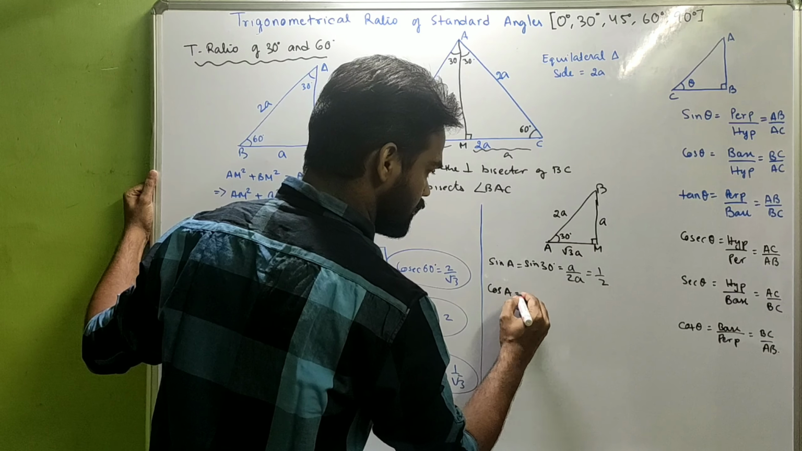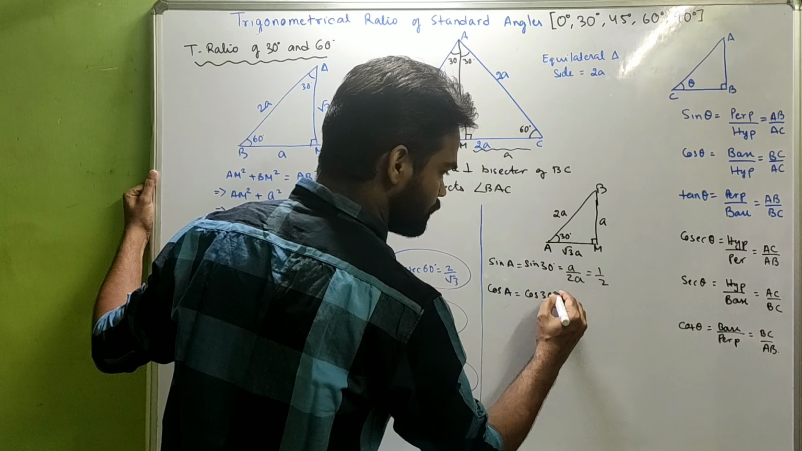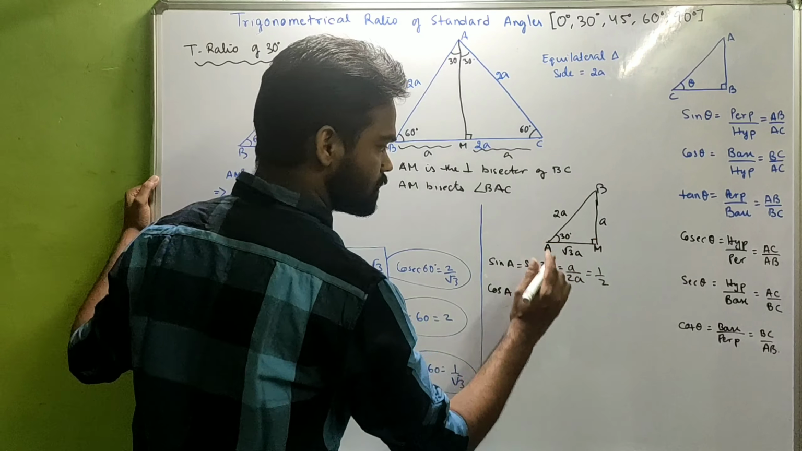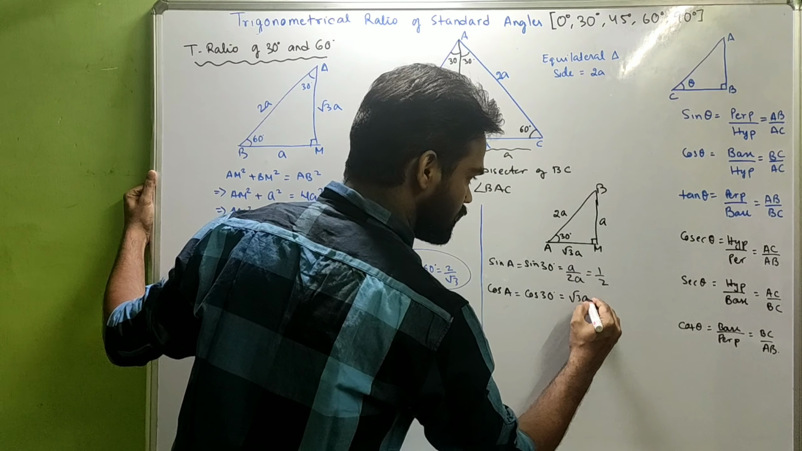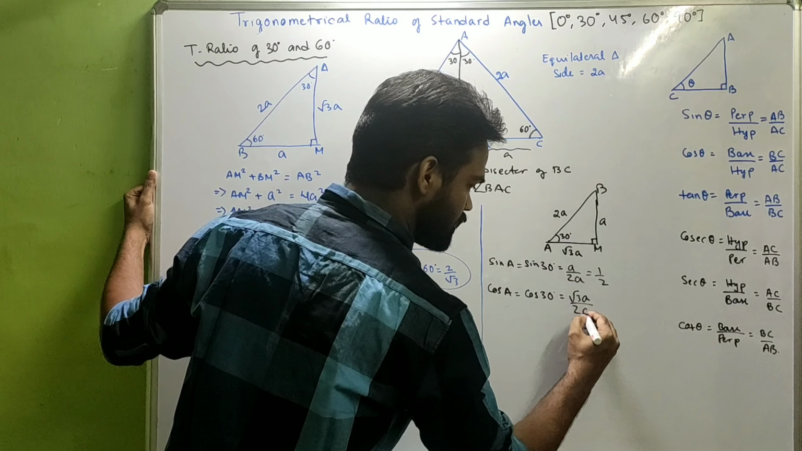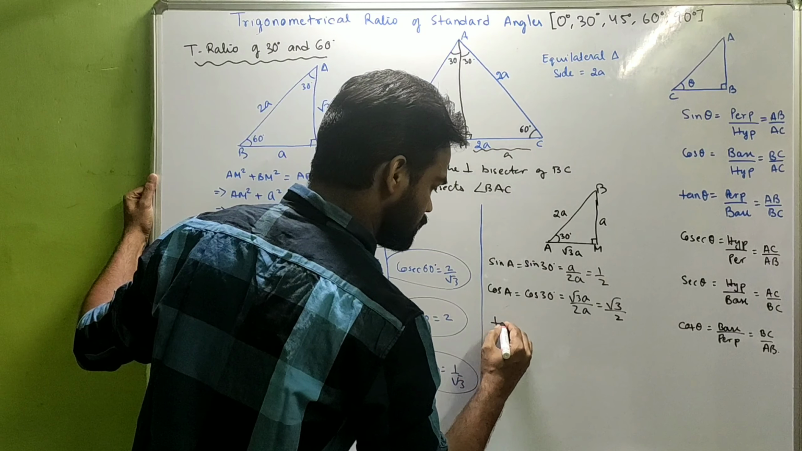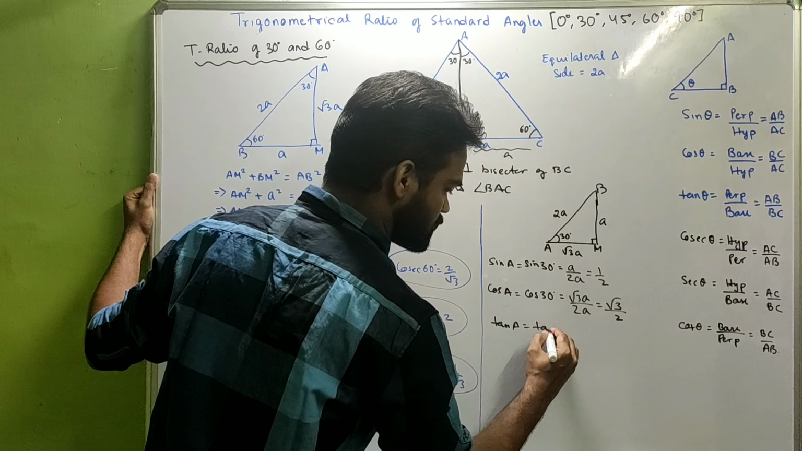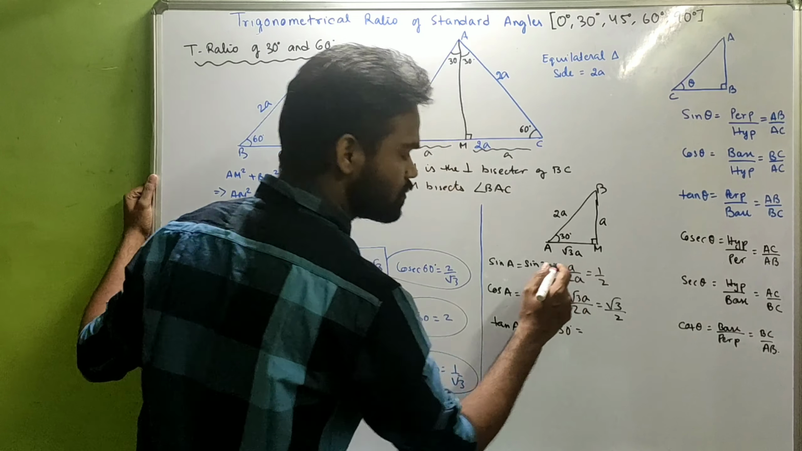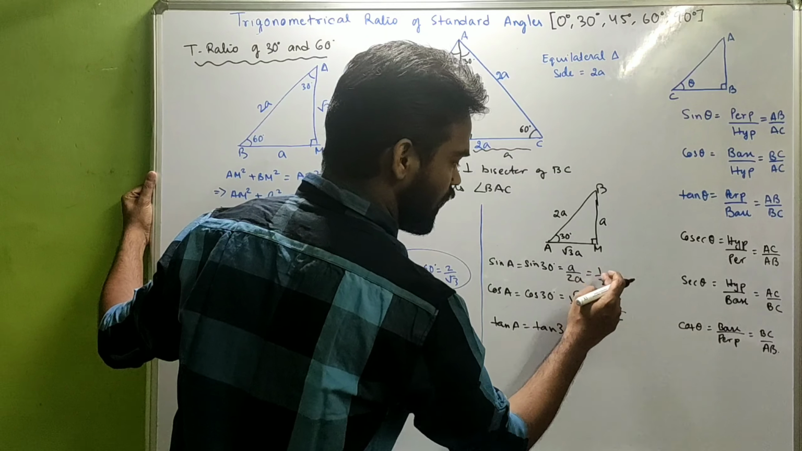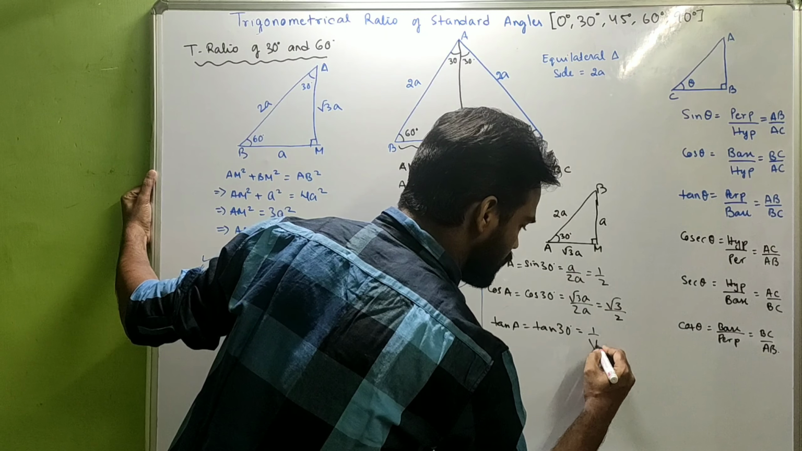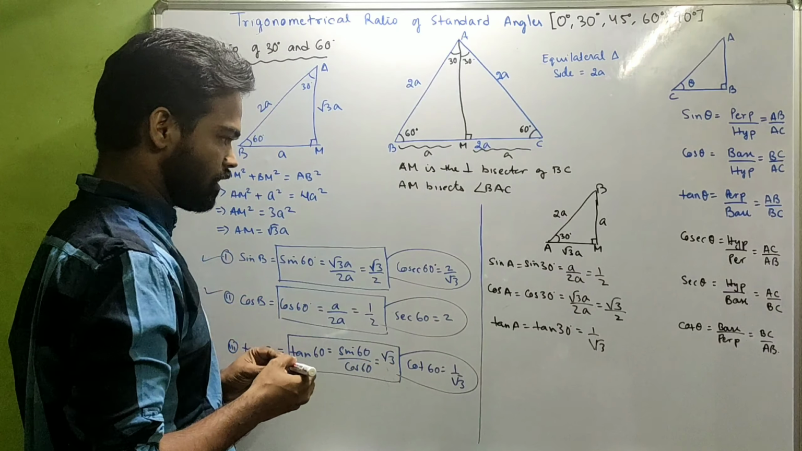Cos A, that's cos 30, is base by hypotenuse, that's root 3A by 2A, that's root 3 by 2. Tan A, which means tan 30, we'll divide these two. Sin by cos is tan, we know that. So half divided by this will be 1 by root 3. Am I clear or not?